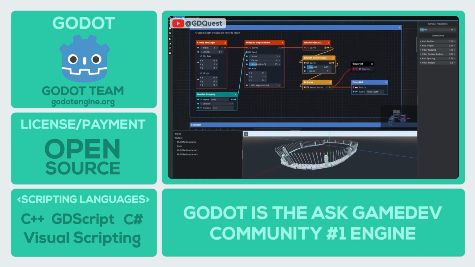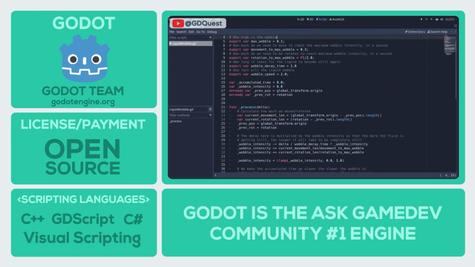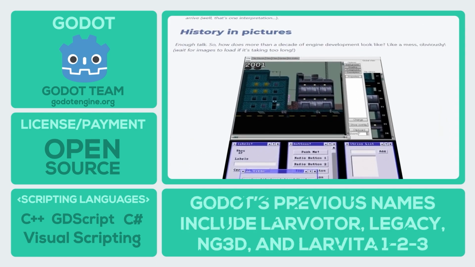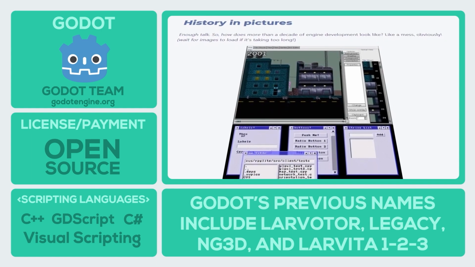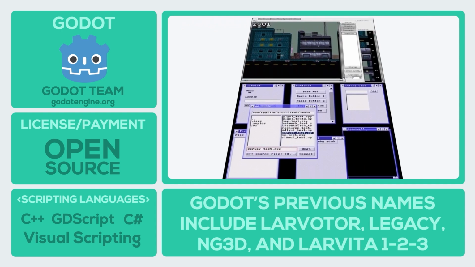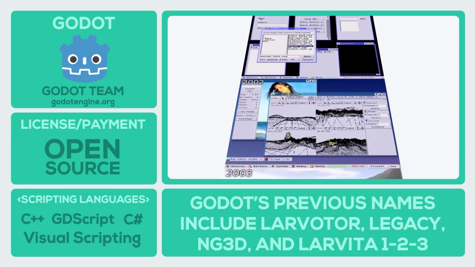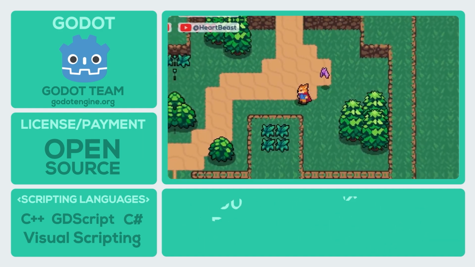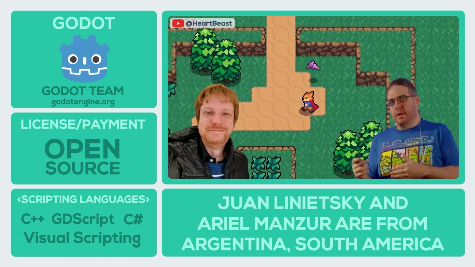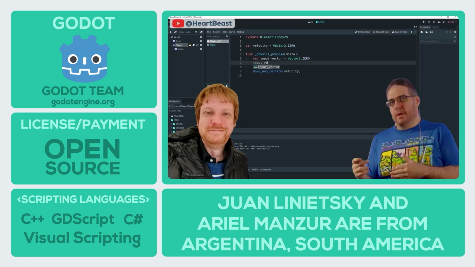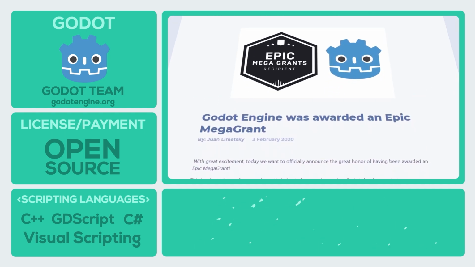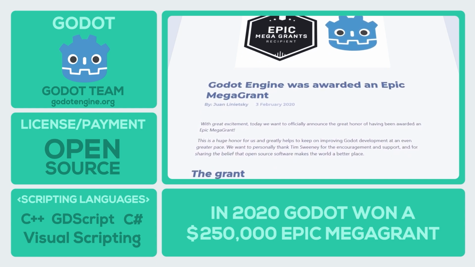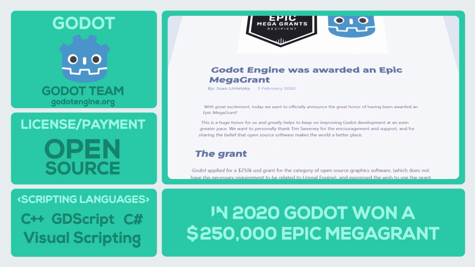And finally, the game engine voted as the favorite by the Ask Gamedev community is Godot. Godot has been in the works since 2001 and has had many names before reaching its final form: Larvoter, Legacy, NG3D, Larvita, Larvita 2, Larvita 3, and finally Godot. The team responsible for its first version were Juan Linietsky and Ariel Manzur, hailing all the way from Argentina, South America. The engine most recently made headlines when they won an epic mega grant in 2020 for $250,000 in the category of open source graphics software.